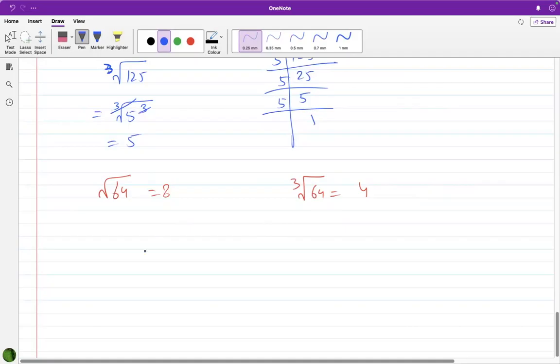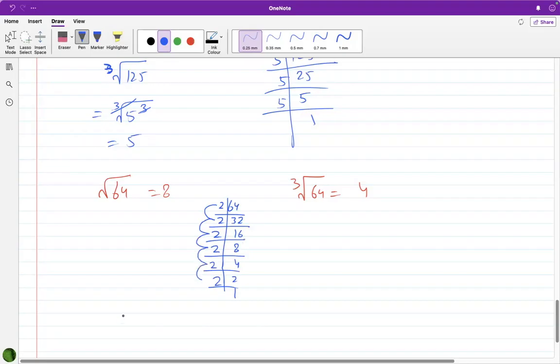Once we go for prime factorization, this is 64. When I divide it by 2, that is 32. 2 again, 16. 2 again, 8. 2 again, 4. 2 again, 2. 2 again, 1. That leaves me a count of 1, 2, 3, 4, 5, 6.